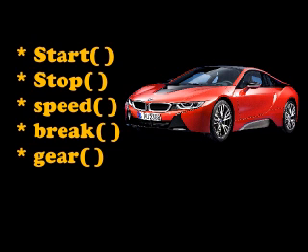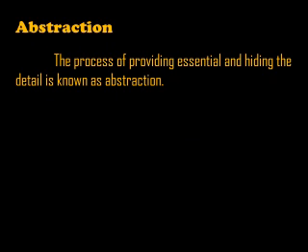We can see the definition like this. The process of providing only the essential and hiding the detail is known as abstraction. Here, essential means required things. What are the things that are required? Detail means unnecessary things, not required things. Understand? Once again, listen to this definition. The process of providing only the essential and hiding the detail is known as abstraction.